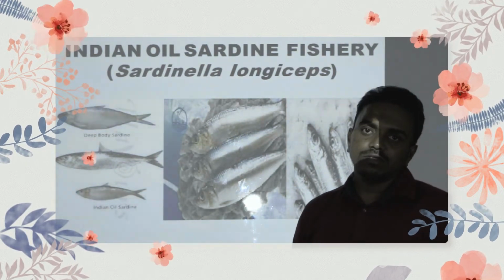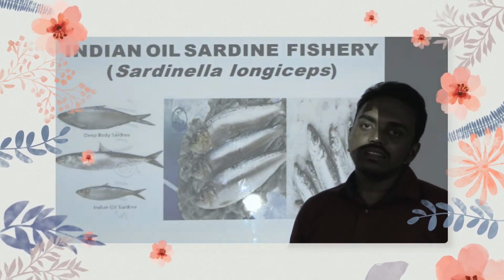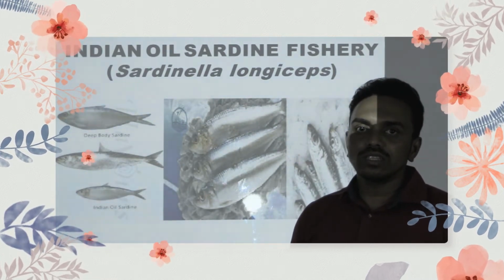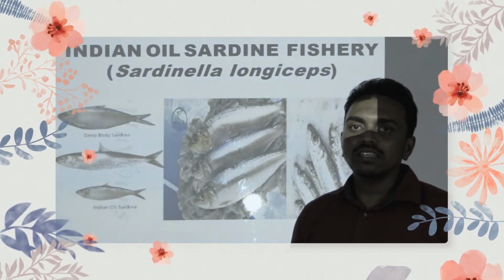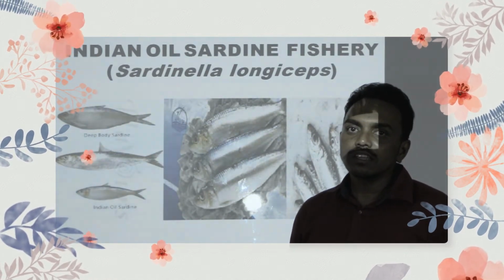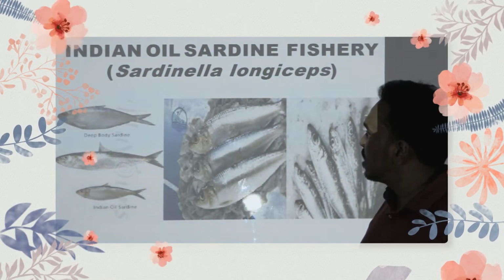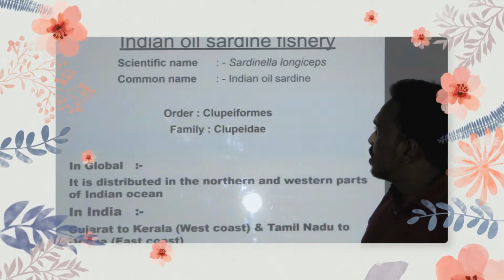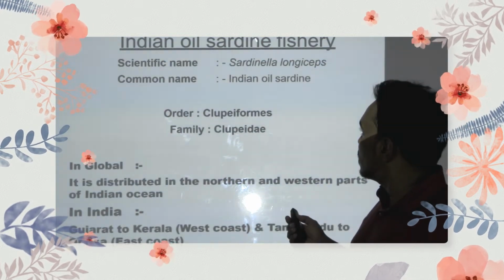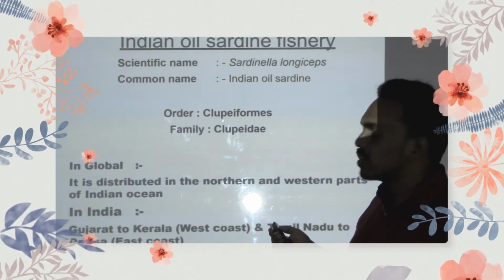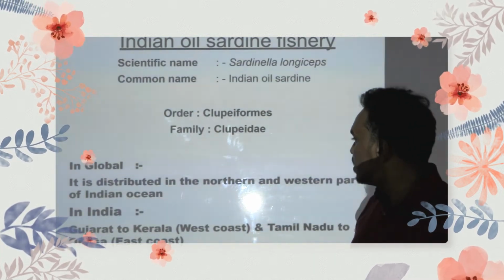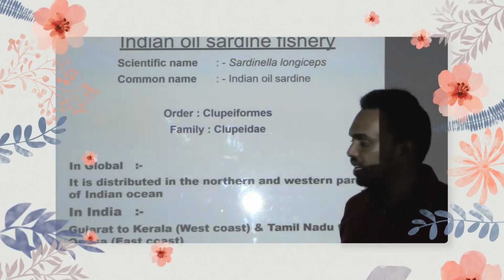Now, the Indian oil sardine fishery. When it comes to the sardine fishery, the fishery is contributed by oil sardines as well as lesser sardines, whereas a considerable and huge amount of the fishery is contributed by a single species called Sardinella longiceps. This is commonly called the Indian oil sardine, scientific name Sardinella longiceps. It comes under the order Clupeiformes and the family Clupeidae. Globally, it is distributed in the northern and western parts of the Indian Ocean.